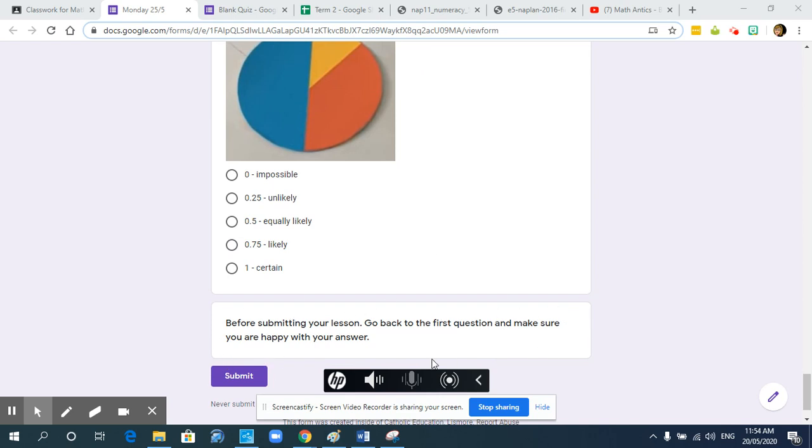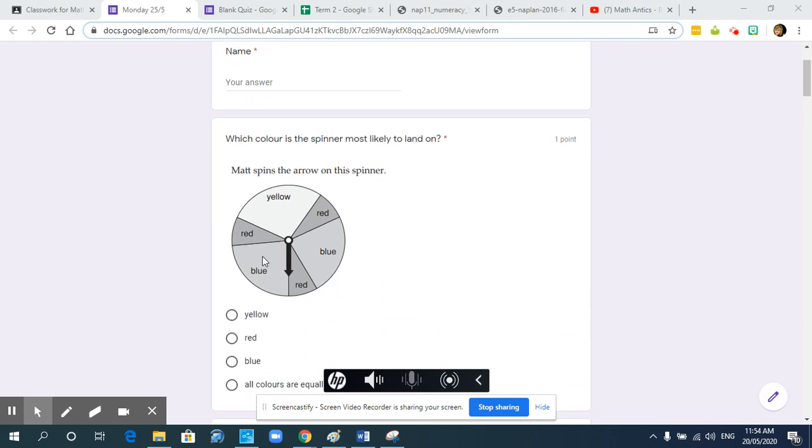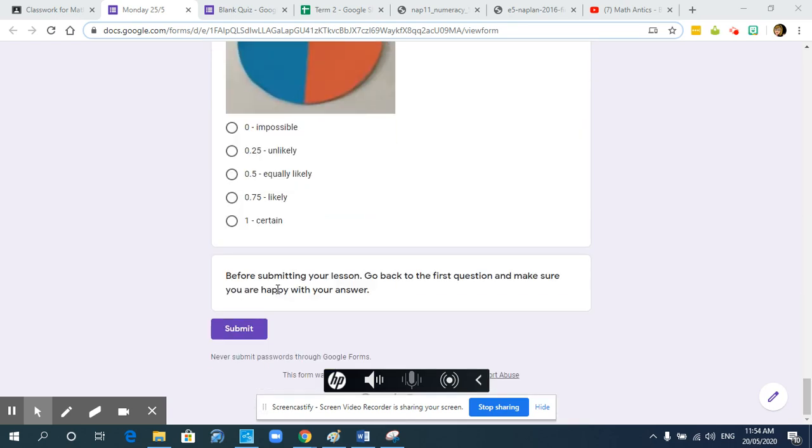This is just your reminder at the bottom. Before submitting your work, go back to the first question and make sure you are happy with your answer. So scoot back up to the top, have a little look. Which colour is the spinner most likely to land on? Double check that before you press submit.